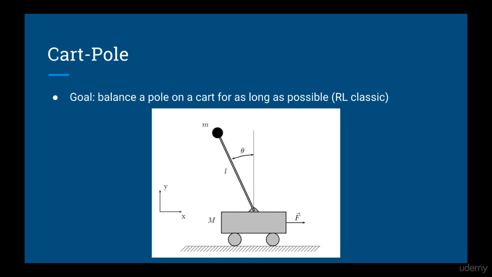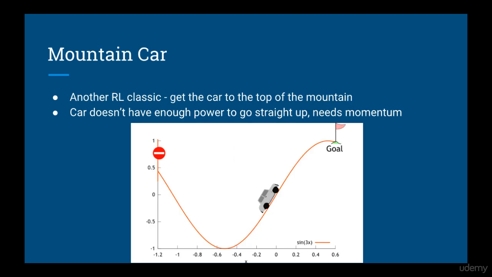In this course, we'll be training an agent in the cart pole task, also known as the inverted pendulum. This is a reinforcement learning classic. The goal is to balance a pole on top of a cart for as long as possible. We'll be training an agent for the mountain car task. This is another reinforcement learning classic. The goal is to apply the right force at the right time to get the car to the top of the mountain. The car by itself can't generate enough force to push itself up the mountain in one go, so it has to use momentum to swing itself to the top.